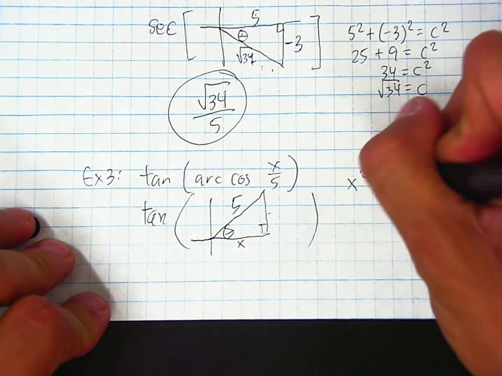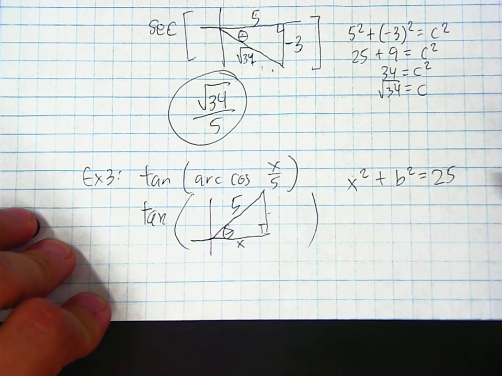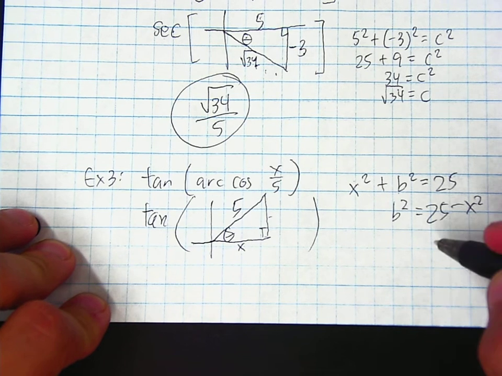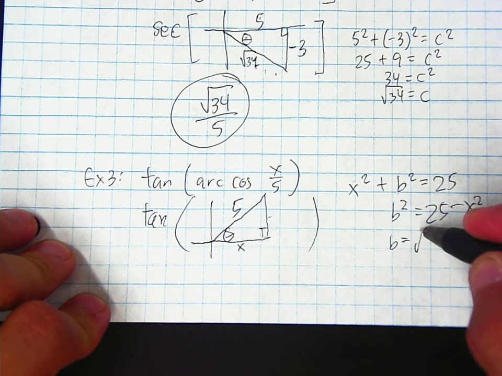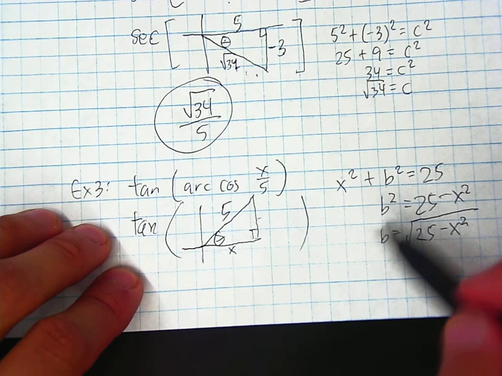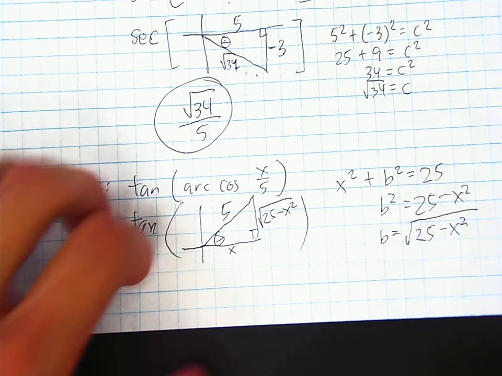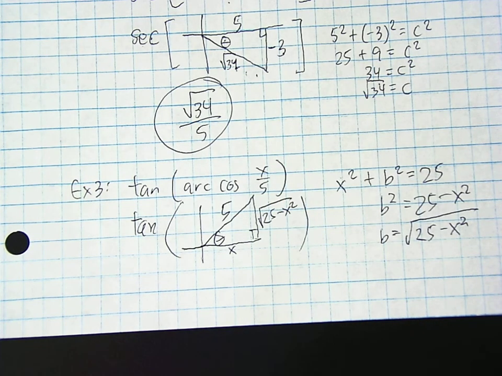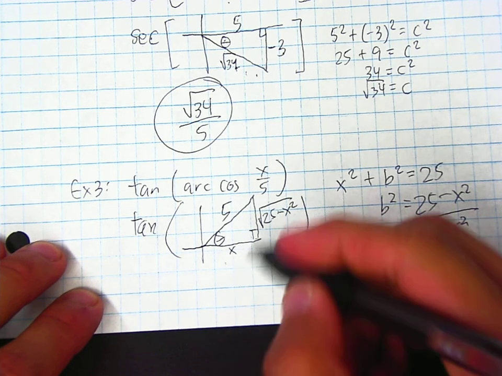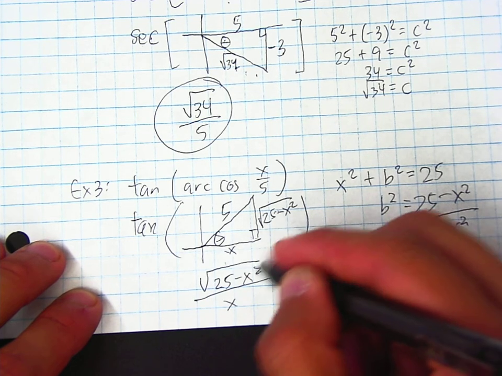So it'll be x squared plus b squared equals 25, or 5 squared. And solve for b. So b squared equals 25 minus x squared. I'm going to square root both sides, so b equals the radical of 25 minus x squared. So actually, the side b that I called it is going to be the radical of 25 minus x squared. And then I just have to find the tangent of that. So the tangent of this triangle is opposite over adjacent, so it's this over this. So your answer is radical 25 minus x squared over x.